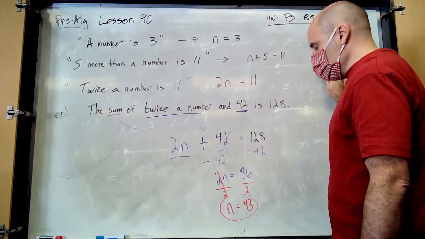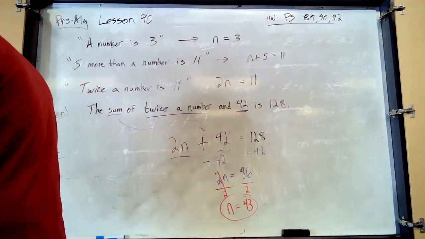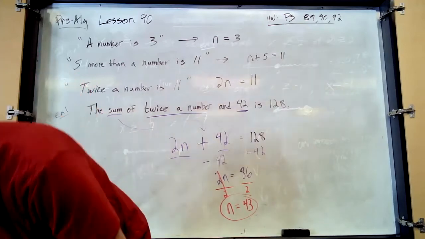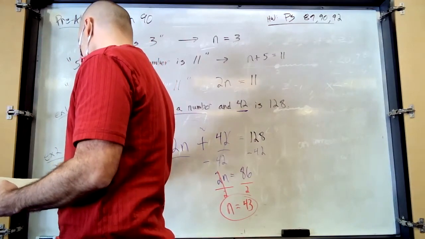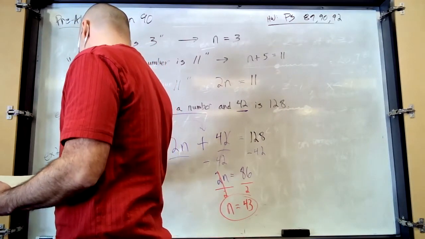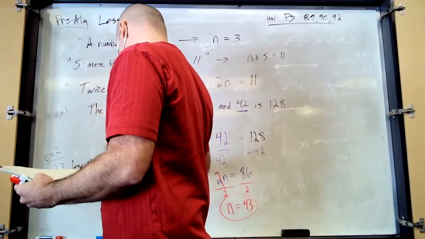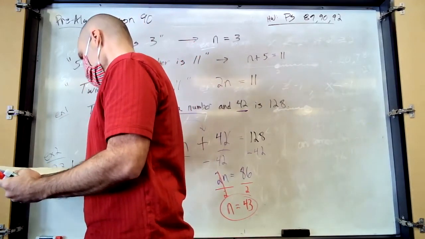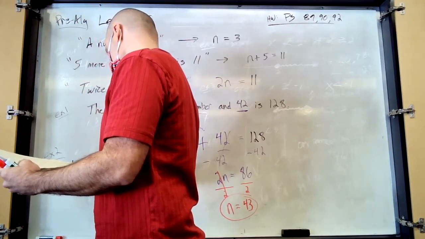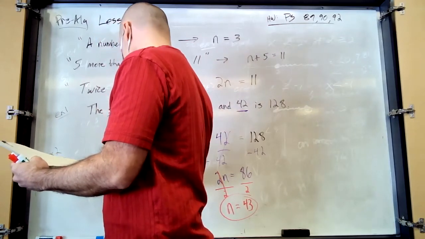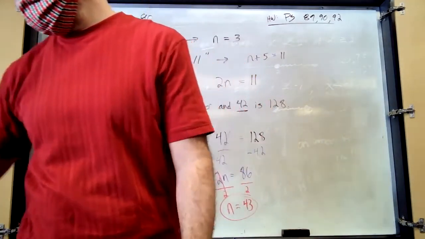All right. So let's try another example. Ready? 27 less than the product of 3 and a number is negative 95. What is the number?